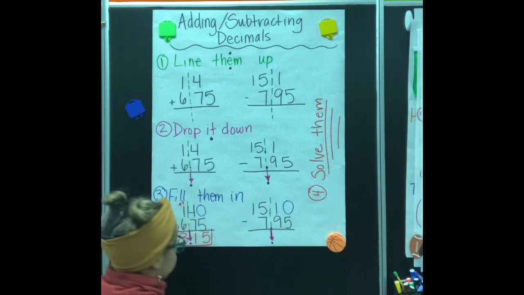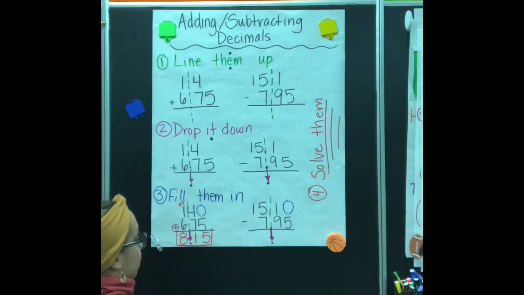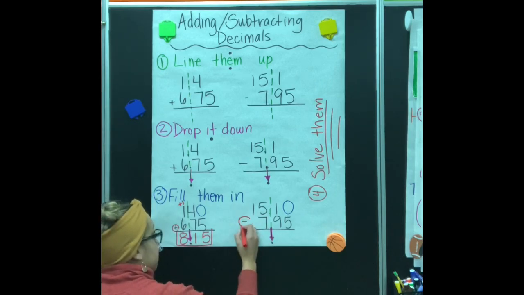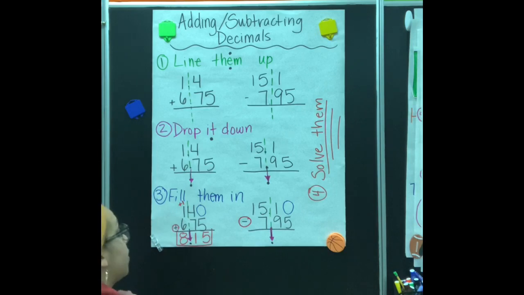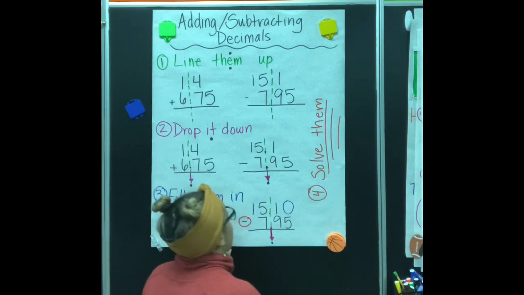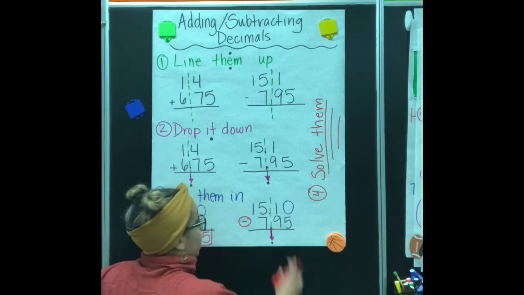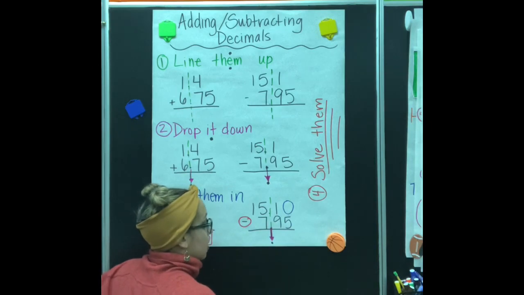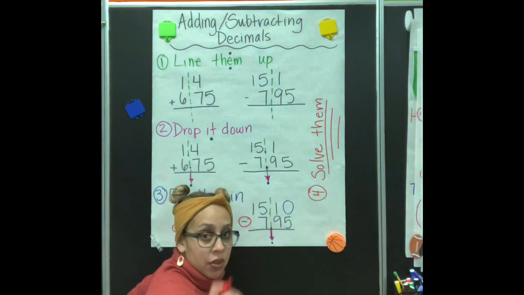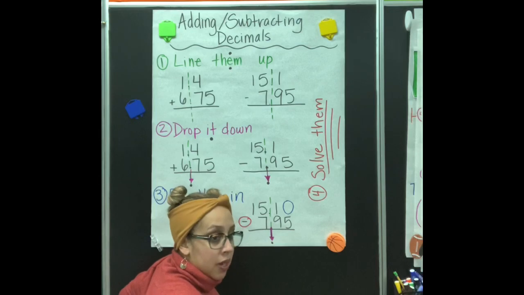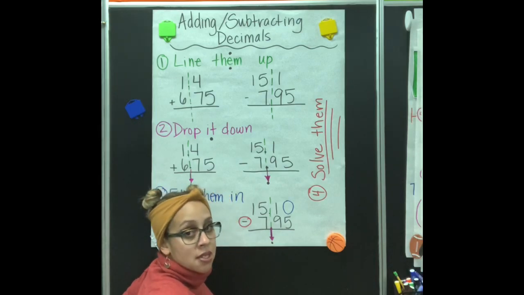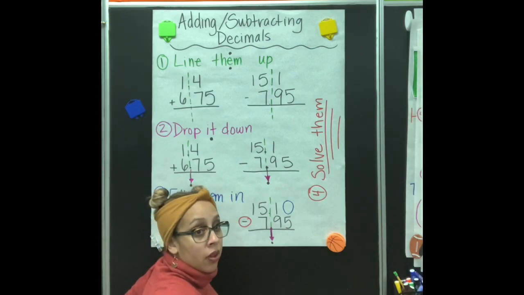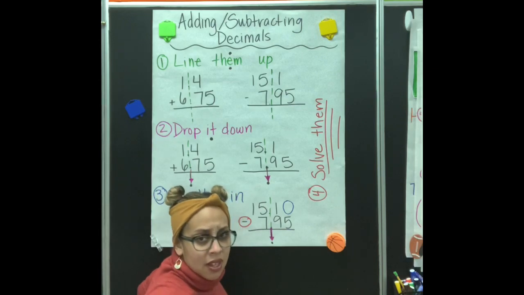Over here, I'm going to do the same thing, except I'm going to observe and I'm subtracting. I already did all my work. I lined everything up, I dropped down the decimal, and I filled it in. So now I'm going to subtract. Well, if I have 0, can I give you anything? I don't have any money. And you say, let me borrow $5. And I say, okay, I don't have anything to give you, so no.